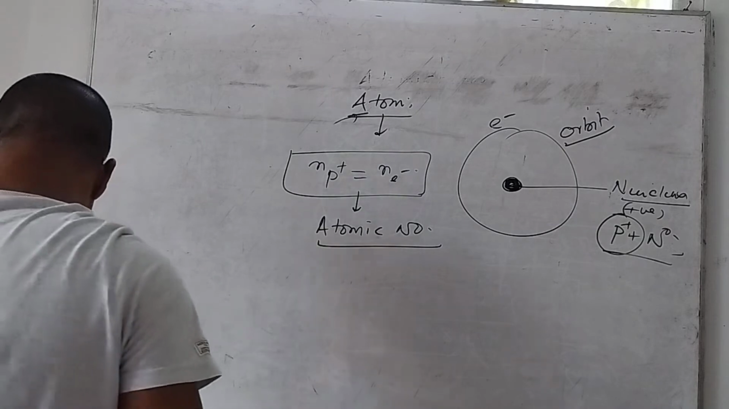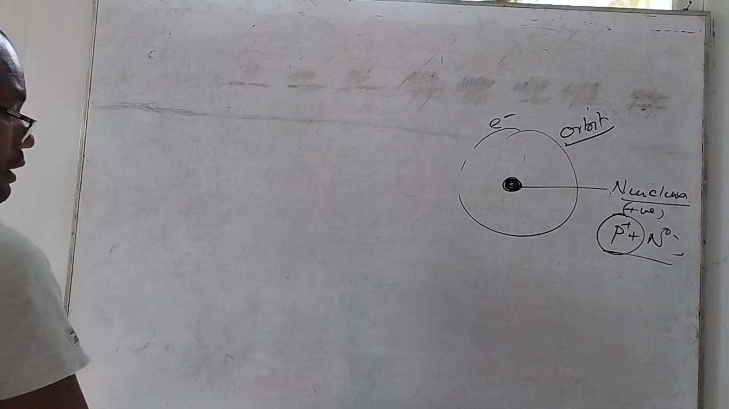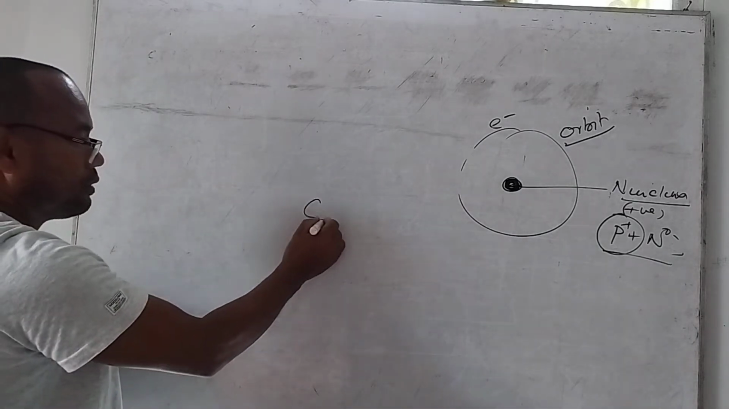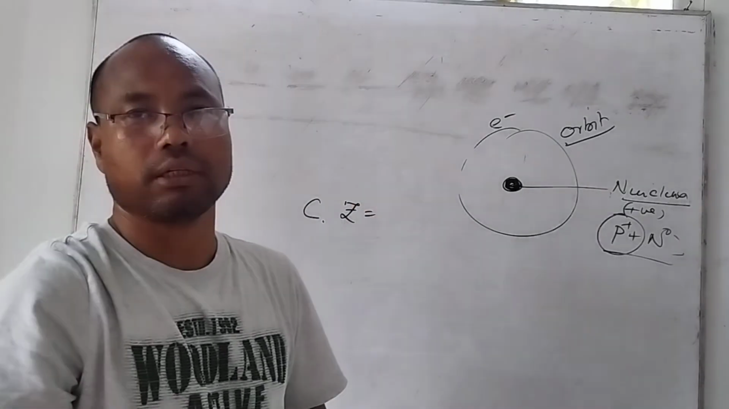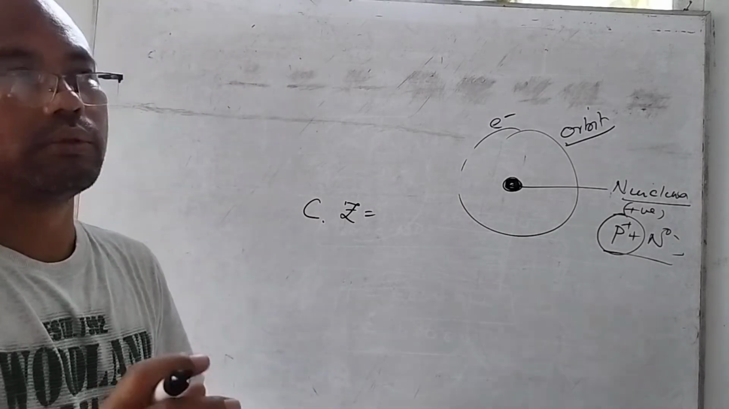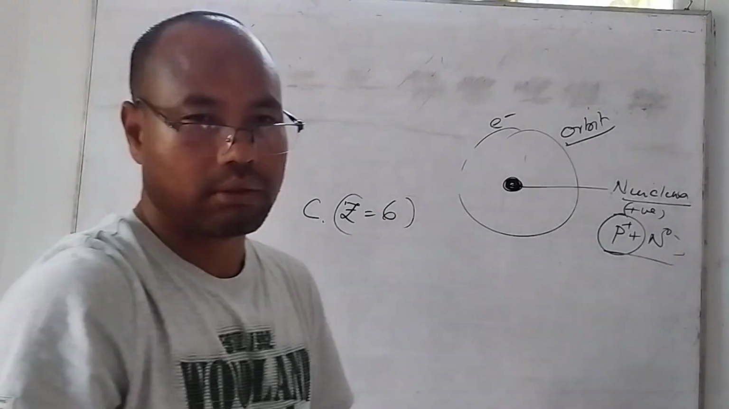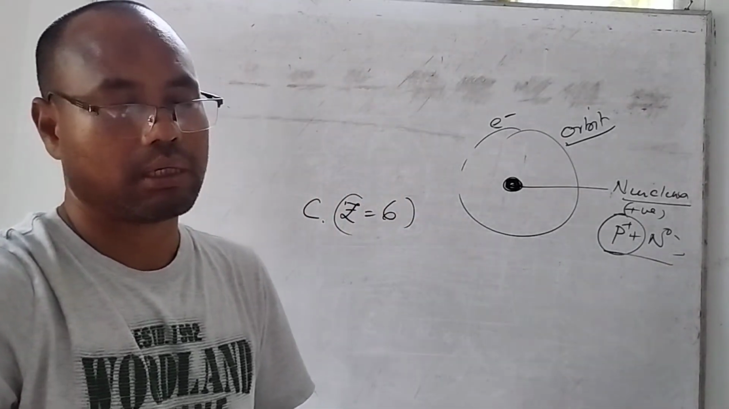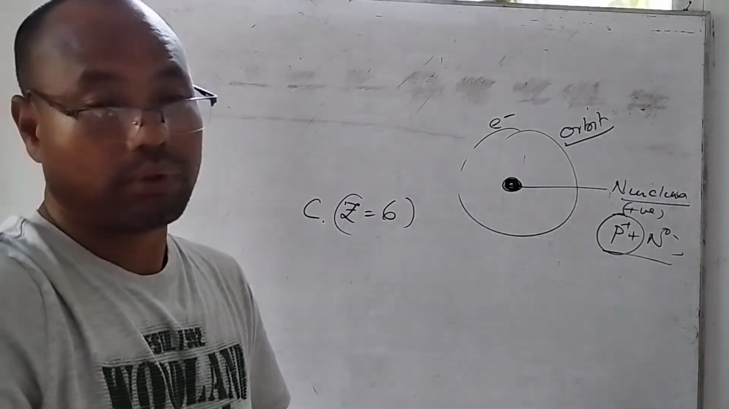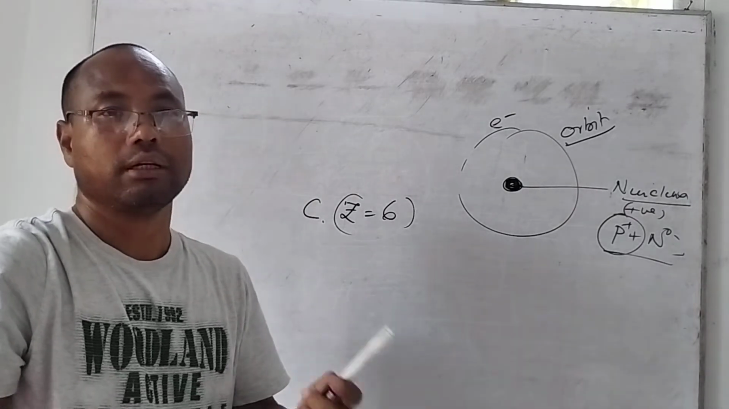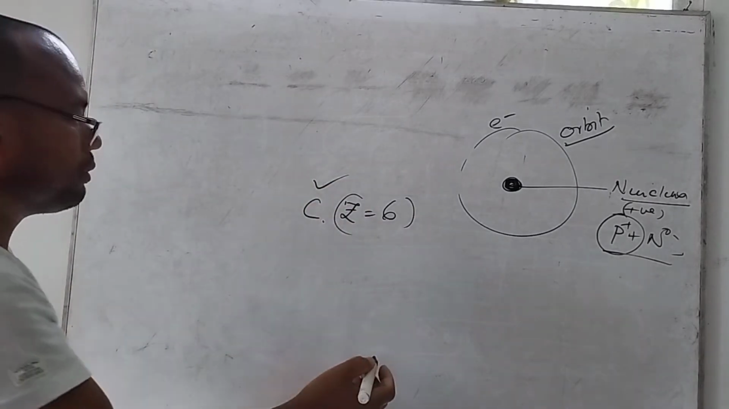Now, this atomic number is different in different elements. Say, for example, carbon. What is the atomic number? I write the symbol Z. What is the atomic number of carbon? Do you remember? Yes, you know it. That is 6. So what does it mean? The number 6, what we call the atomic number, means the number of protons, or number of electrons, or number of nuclear charge, right?